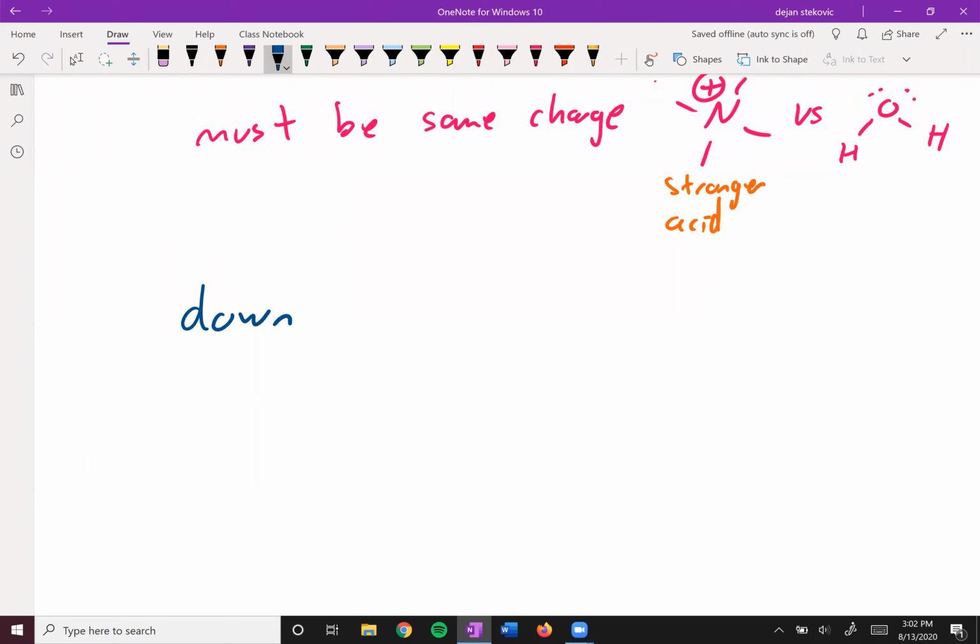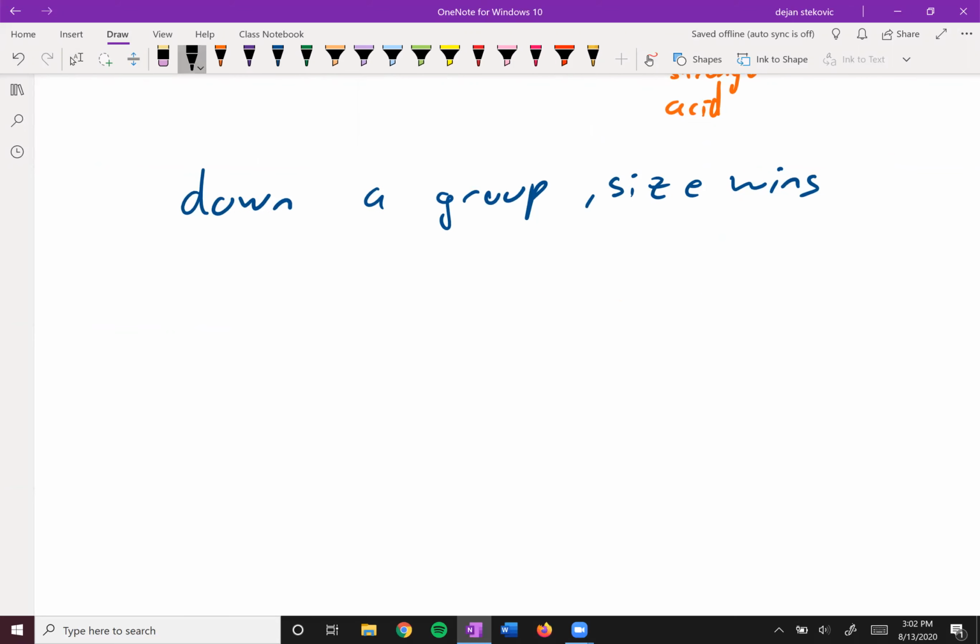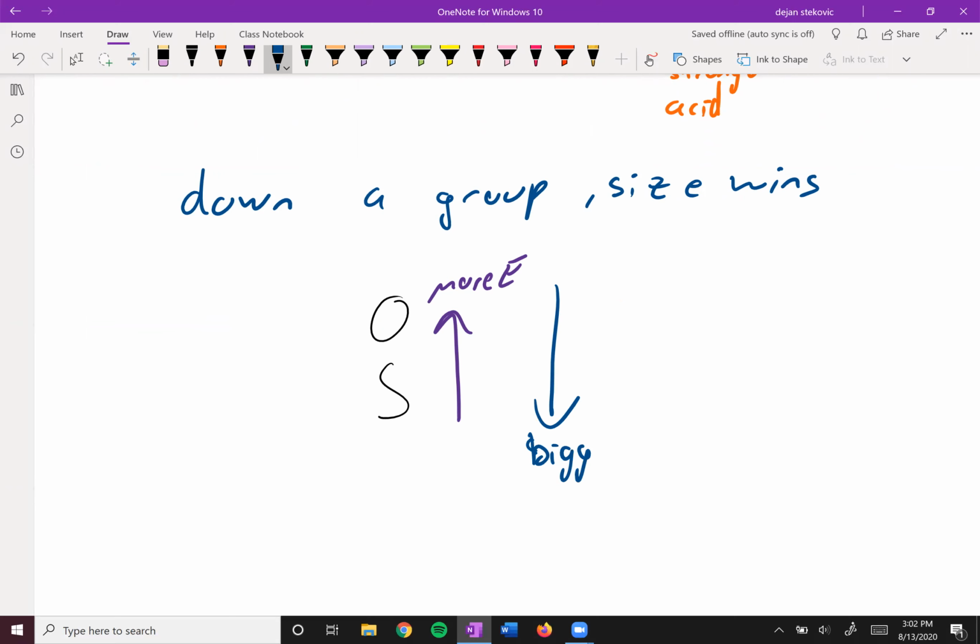And so then when we go down a group, size wins, right? So for example, we have oxygen and sulfur. They're in the same column. Even though oxygen is more electronegative, that's not the important factor here. The important factor here is size, and sulfur is bigger. And bigger is better because you're spreading this negative charge over a larger area, which is more stable.